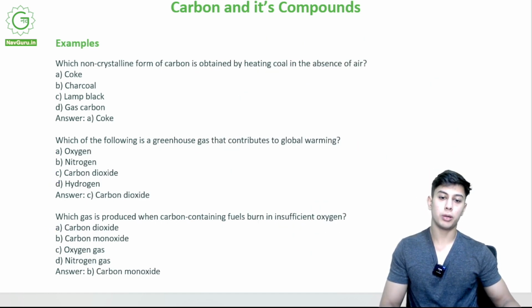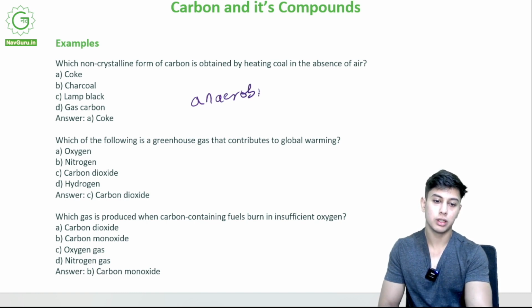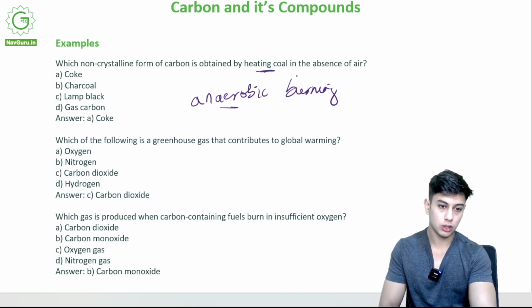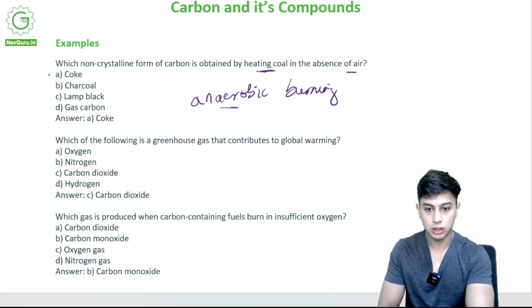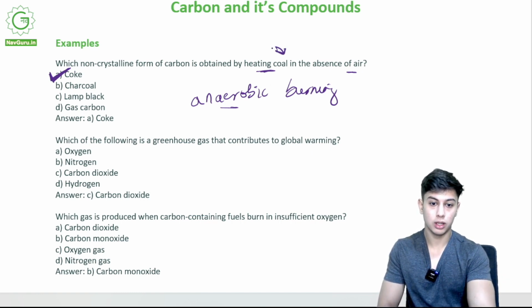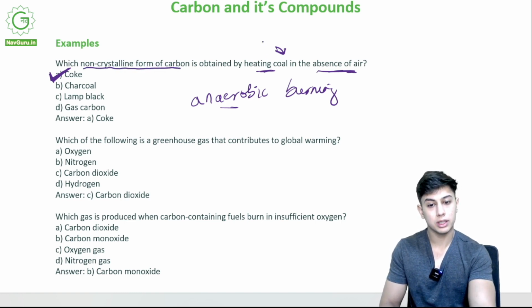Which non-crystalline form of carbon is obtained by heating coal in the absence of air? What is absence of air? Again, it is anaerobic burning, absence of O2. Heating coal without the presence of air or oxygen, it is coke. Okay, coke. By heating, always remember, what are we heating? Coal. How are we heating it? Absence of air. Again there is a hint over here, non-crystalline form of carbon. So remember what the non-crystalline forms were.